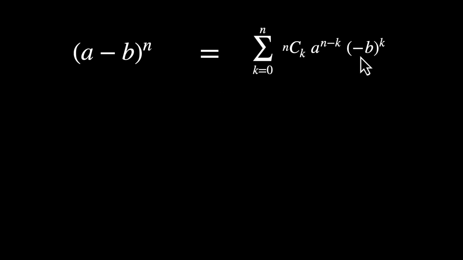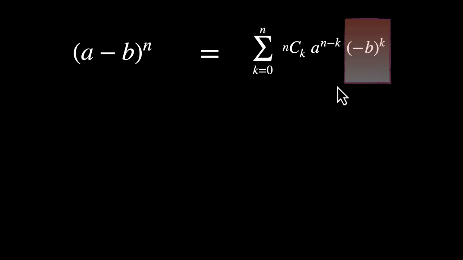For that, we need to see what a minus b to the power n looks like because we have a negative sign. So a minus b to the power n, that's the same thing, but here's the difference. Minus b. We had b first and now we have minus b. What this does is it gives us alternate signs. One positive, then negative, then positive, then negative.